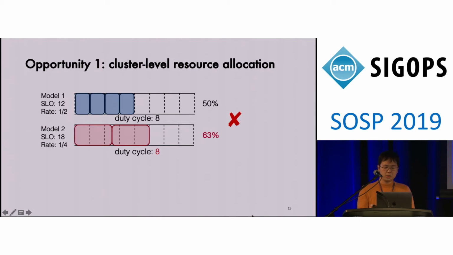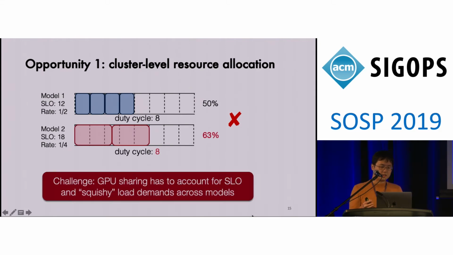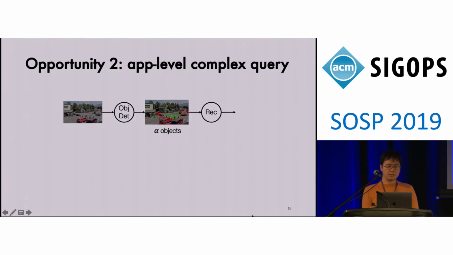As a result, we cannot place these two models on the same GPU while both models satisfy their latency SLOs. So the challenge here is that the GPU sharing has to account for both latency SLOs and the squishy load demands across models. Second, let's take a look at the application.